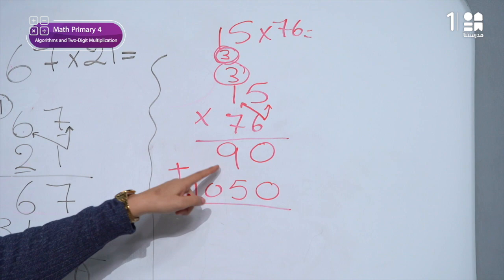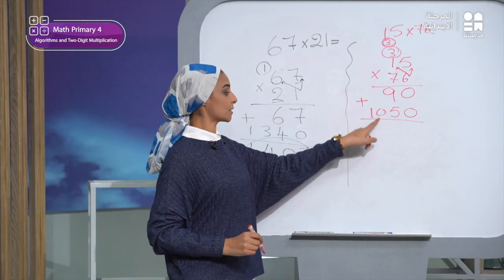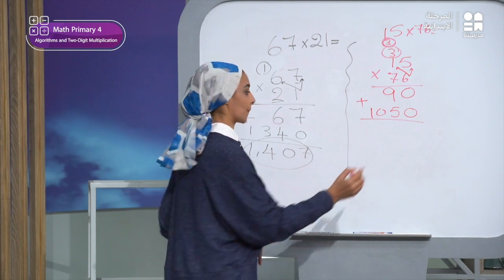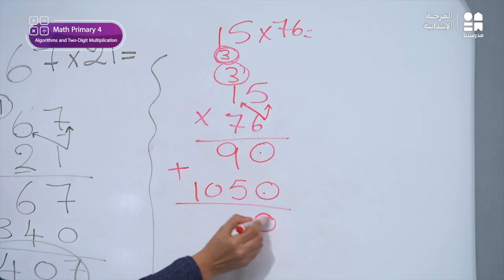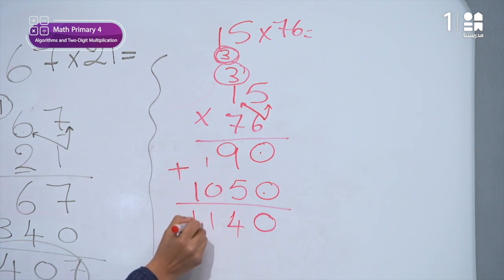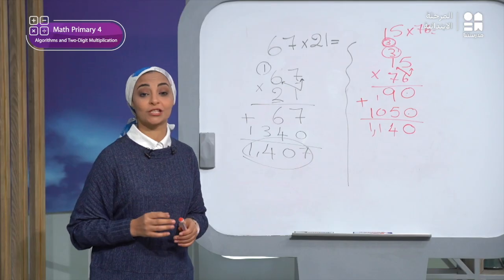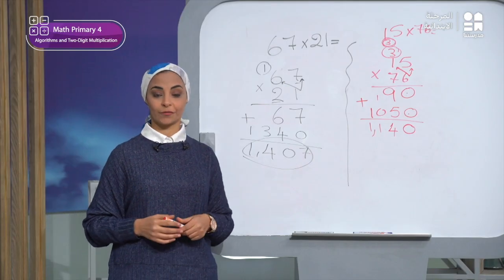Then add 90 plus 1,050. 90 plus 1,050 gives me what? Yes, here I will write 0. 9 plus 5 gives me what? 14. And here 1 and 1, so the answer will be 1,140. Now you can solve the rest of the problems using any strategy you prefer.